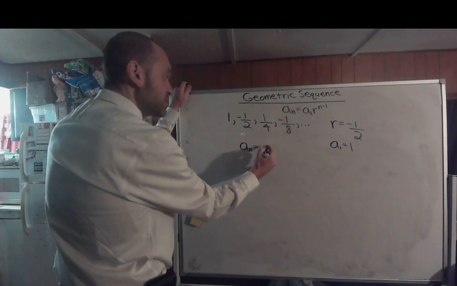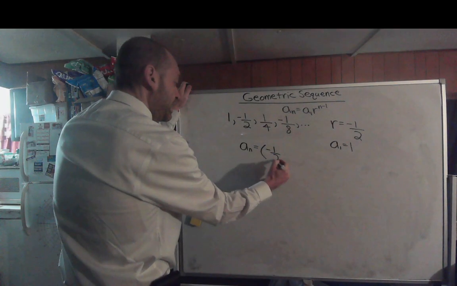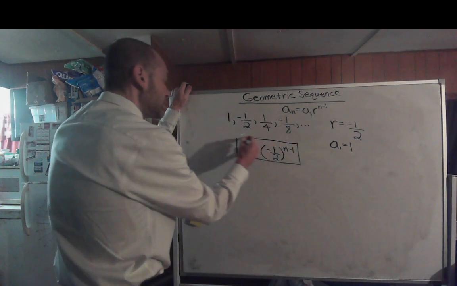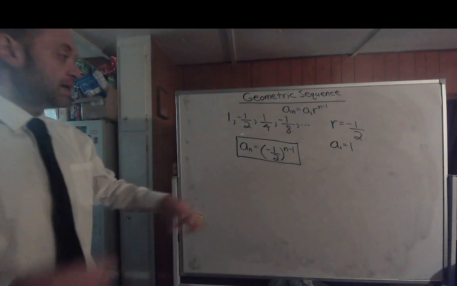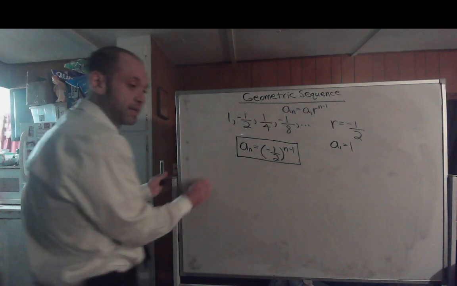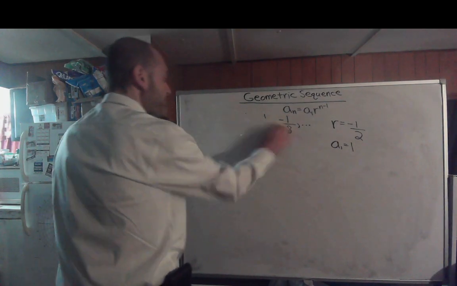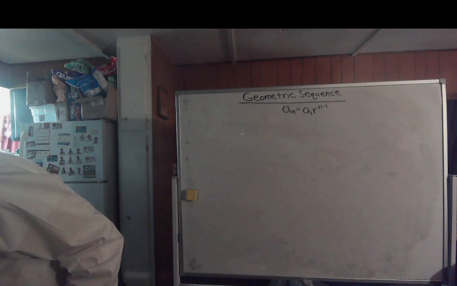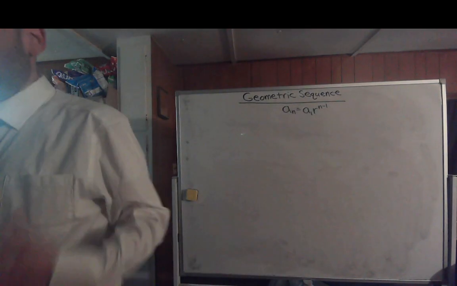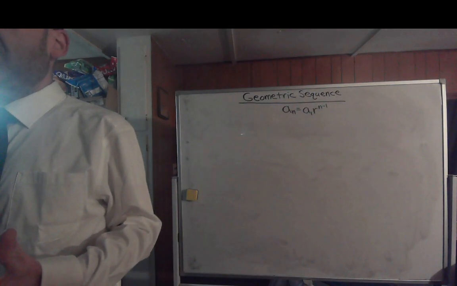A sub n would just equal -1/2 to the n minus 1 power. So a sub n equals -1/2 to the n minus 1 power. That's what you would end up getting. Alright, so that's very basic, given terms of a sequence and finding the explicit formula.